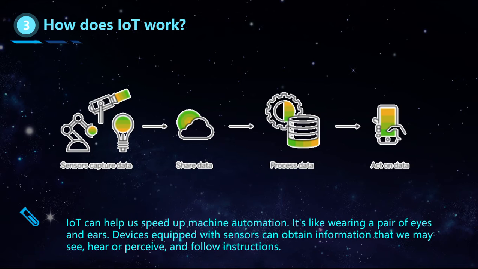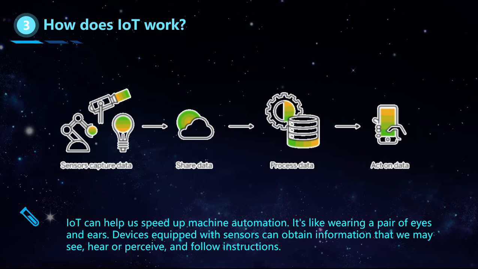We can operate machines all the time. IoT can help us speed up machine automation. It's like wearing a pair of eyes and ears. A device equipped with sensors can obtain information that we may see, hear, or perceive, and follow instructions. Share this information. In the background, we analyze and check the information.